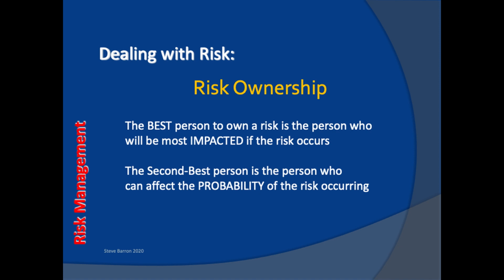The second best person to manage a risk is the person most able to affect the probability of the risk occurring. This is most helpful if a risk is directly attributable to a client or external stakeholder. We cannot ask external people to manage a risk on our behalf, so we would allocate such risk to the team member who acts as liaison, for example, the client manager, who would be able to manage the risk as part of their communication with the client.